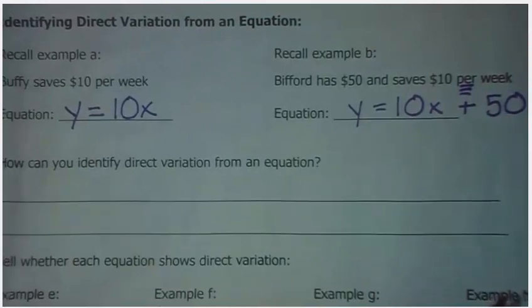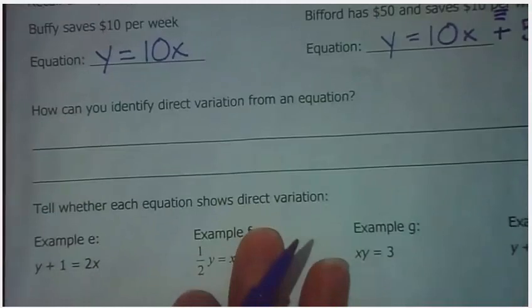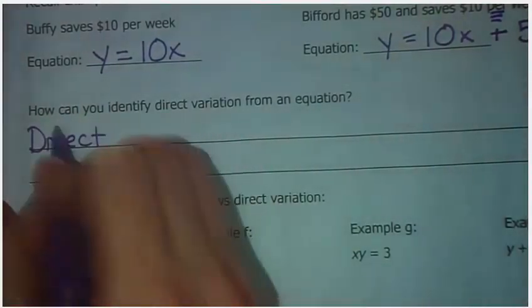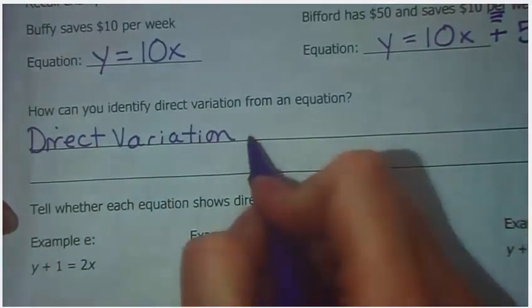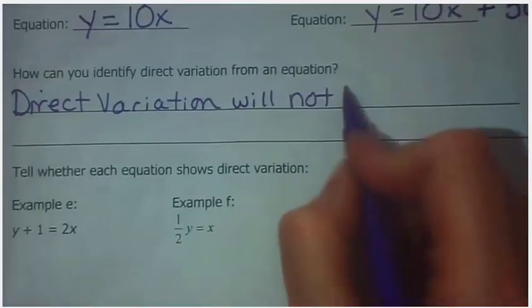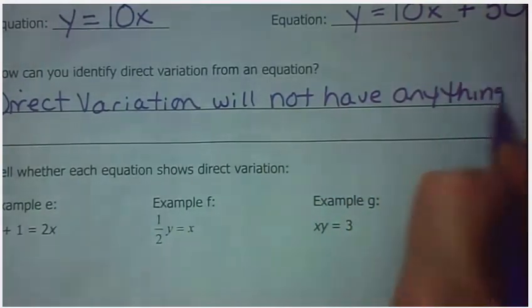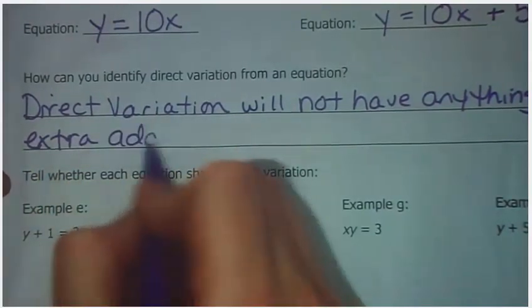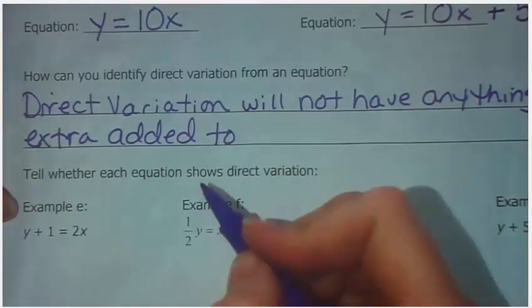So a couple things I'm going to have you write here for how you can identify direct variation from an equation. Direct variation will not have anything extra added to the variable term, so the term that has the x with it.